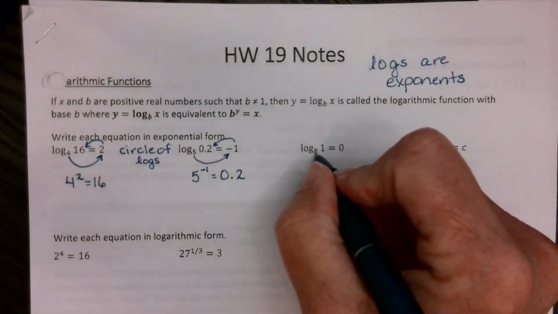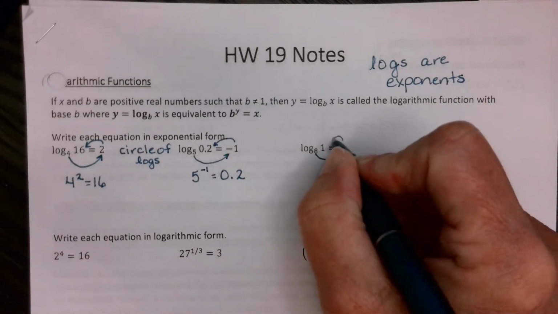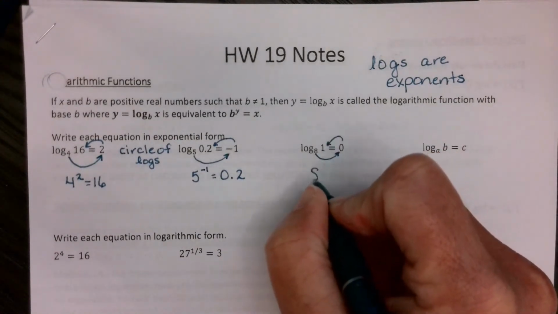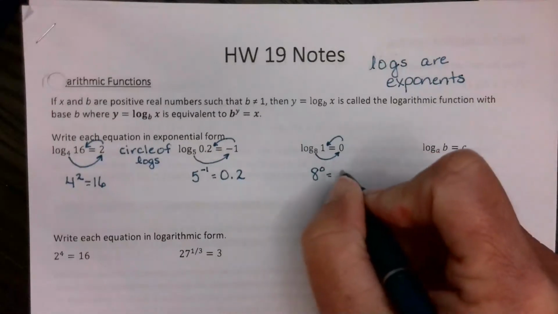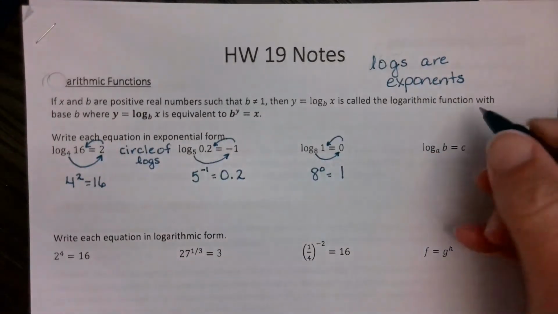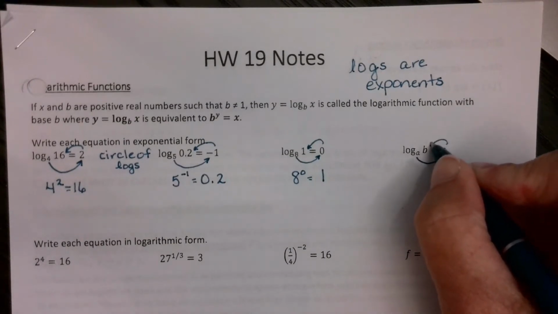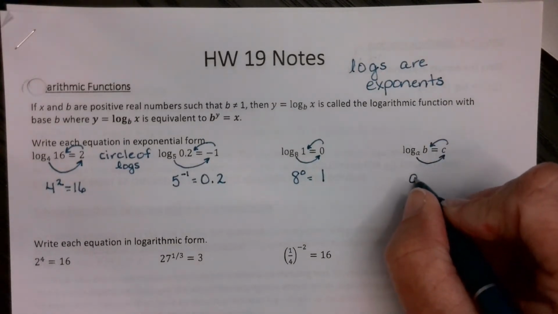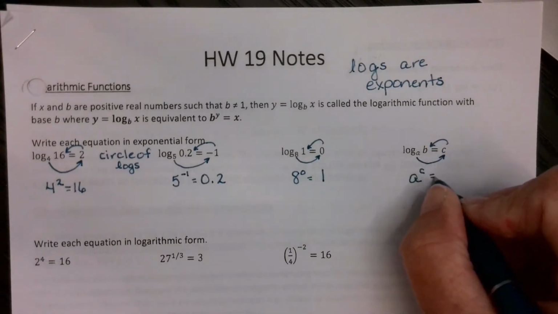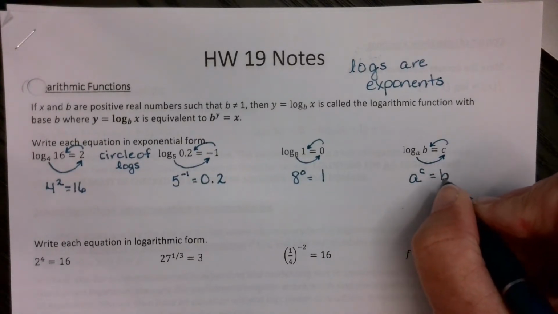Right here, 8 to the 0 power gives you 1. Anything to the 0 power gives us 1. And then this one, a to the c power is going to give us b. Should not be hard at all.